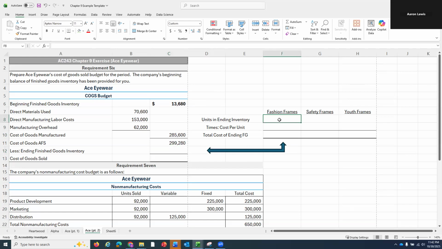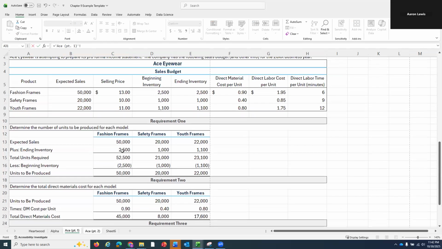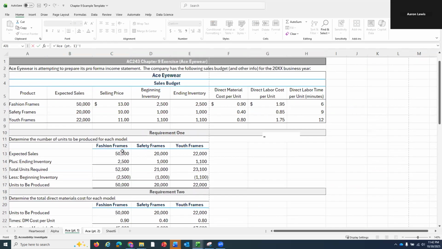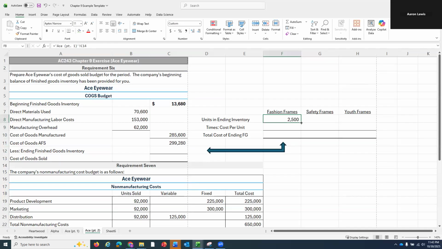Step one, let's go and find out how many units we're going to have in ending inventory for each of our three different models. So going back over to the other side, how many units are we going to have in ending inventory for fashion frames, safety frames, and youth frames, respectively? 2,500 for fashion frames, 1,000 for safety frames, and 1,100 for youth frames. So you can just take those numbers and bring them over here for my calculations.